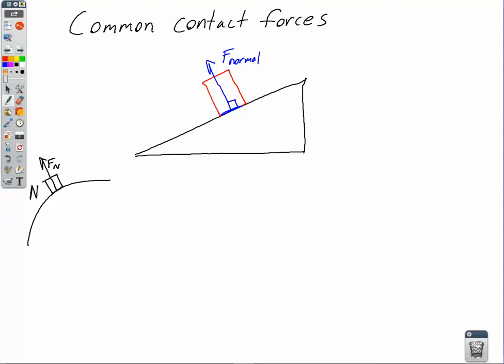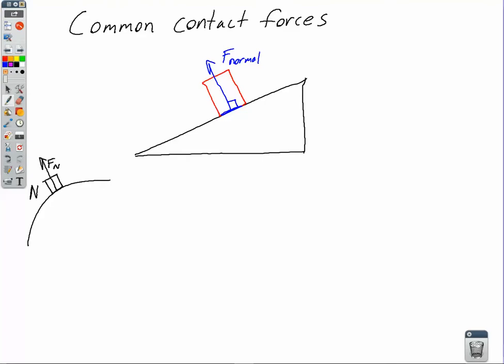I'm trying to get away from that because it gets confused with the unit for forces, which is a Newton, which we abbreviate with a capital N. So we're going to try and name those guys F sub n. Now, going back to my box on the ramp here, let's say it's at rest on the ramp. How come the box is not sliding down the ramp?